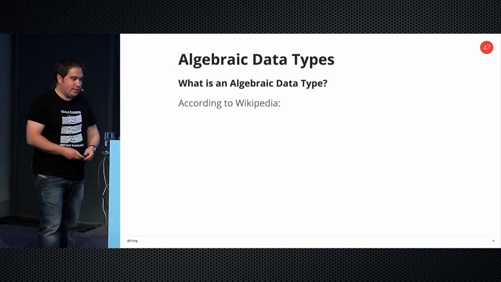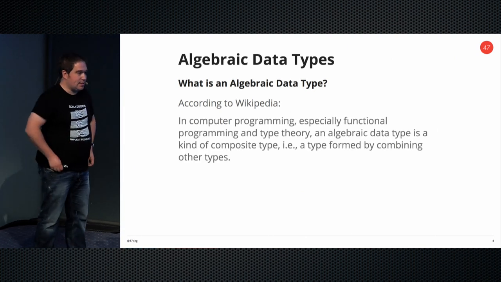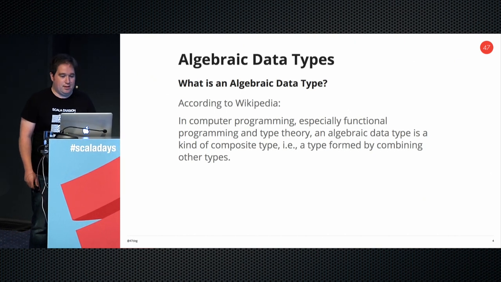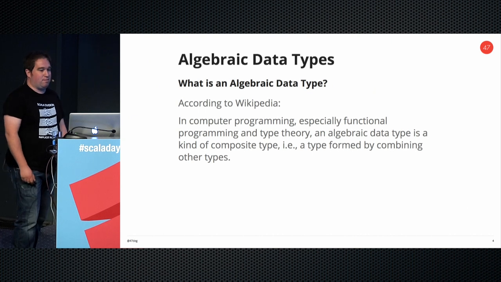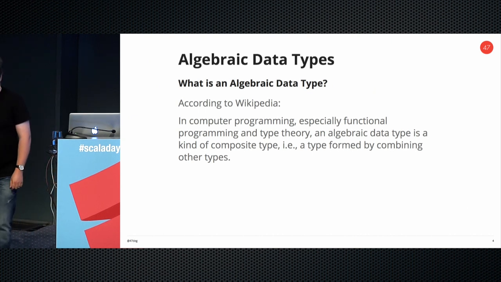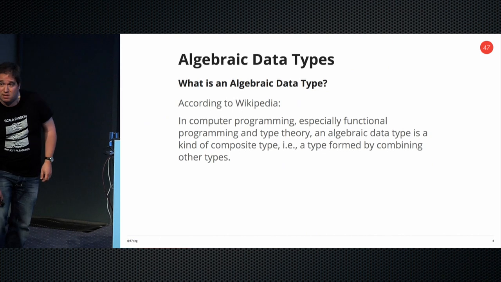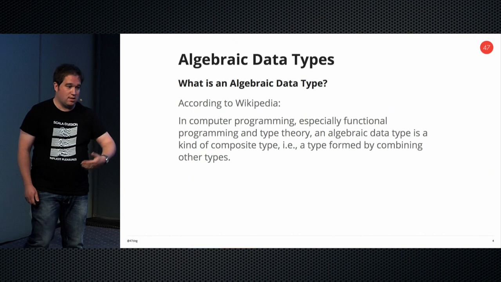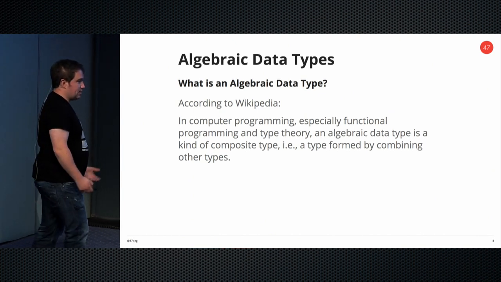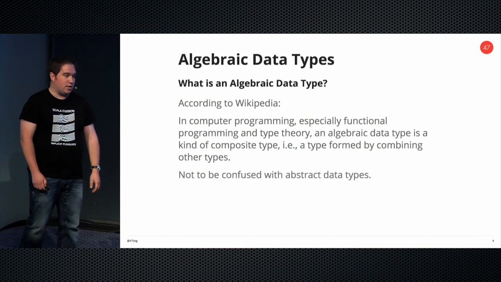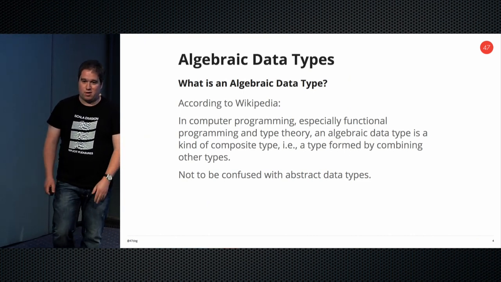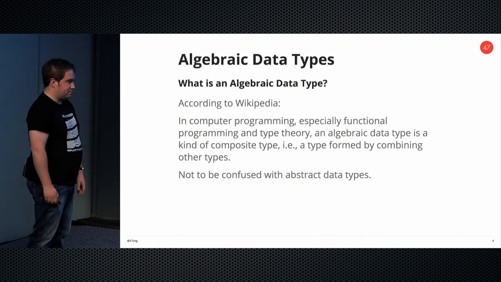What does Wikipedia say? So Wikipedia says this. In computer programming, especially in functional programming and type theory, an algebraic data type is a kind of composite type. That is, a type formed by combining other types. That's actually a pretty straightforward and pretty thorough explanation. And that's just what we're going to see over the next half hour or so, is this kind of thing in action and what we can do with it. Not to be confused with abstract data types. It's nothing to do with functional programming. That gets called ADTs as well.